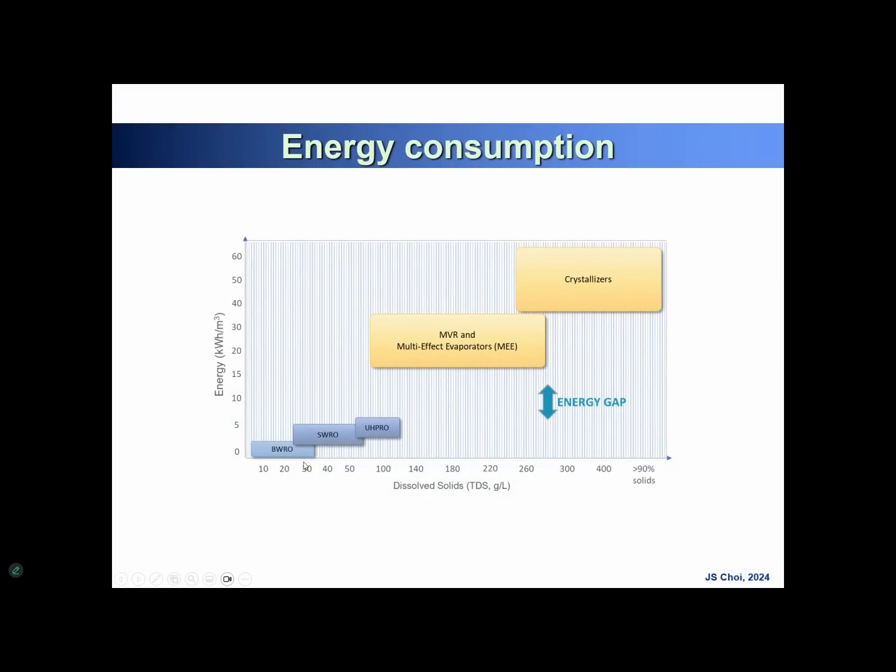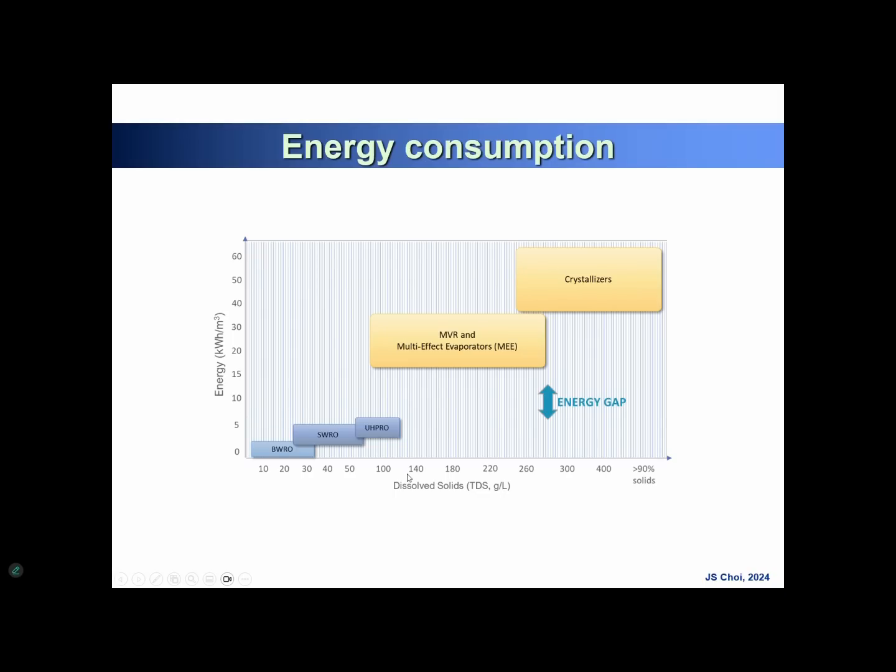Also, energy consumption: BWRO, SWRO, and ultra high pressure reverse osmosis. You can see around 5 to 10 kilowatt hours per cubic meter. And then mechanical vapor recompression and multi-effect evaporator. Also, you have a thermal process, so you can have very high energy consumption, 30, and the crystallizer is around 60 kilowatt hours per cubic meter.